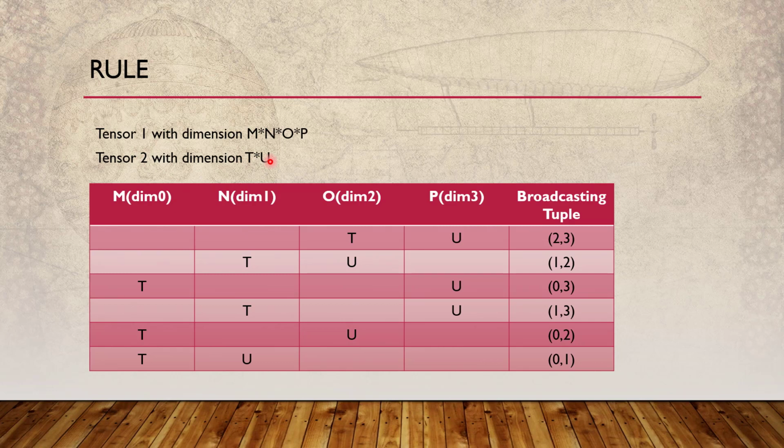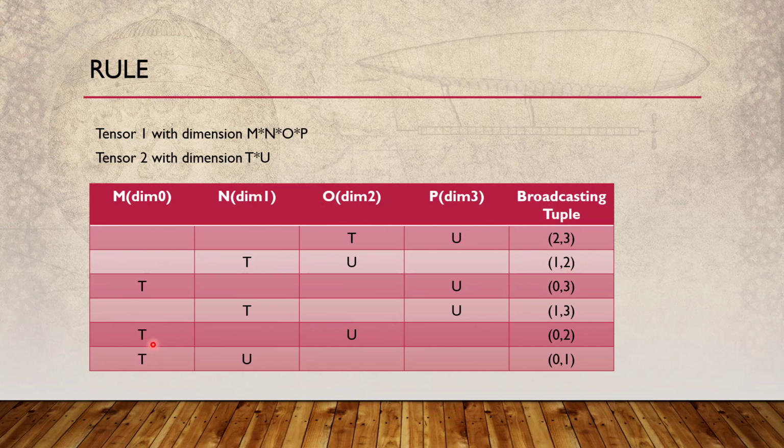Now it may happen that when we want to do broadcasting, first thing is, as we said, we need to see where this t and u are matching with m, n, o, p, and that will be our broadcasting tuple. So for an example, t can match with o and u can similarly match with p over here. So that means the broadcasting tuple will be 2, 3 over here. Okay, then for the other dimensions we just need to repeat that. That is how it needs to be. Similarly, if t is matching with n and u is matching with o, our broadcasting tuple will be 1, 2. Similar stuff.